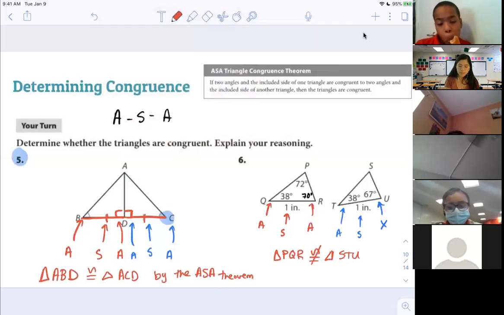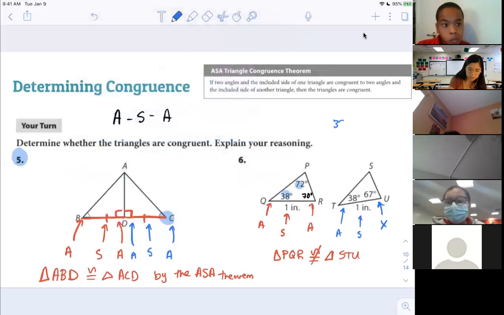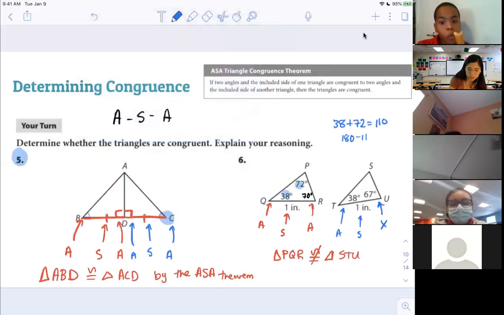So how did you get 70, Perla? There you go. So she added up the two existing angles. So we had 38 and 72, right? So 38 plus 72, what does that give you? That gave you 110. And then 180 minus 110, that's how she got 70 degrees. Because remember, they have to add up to what? 180.